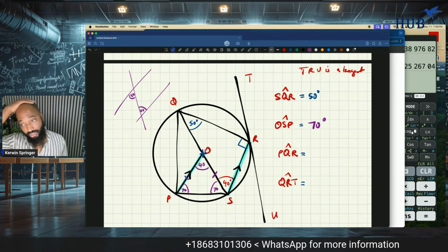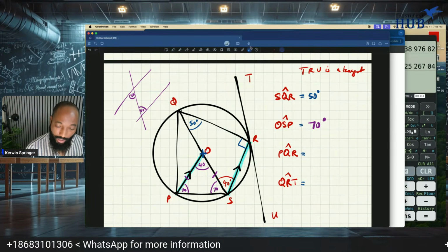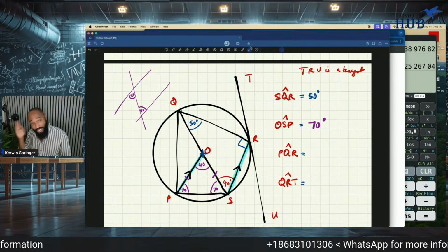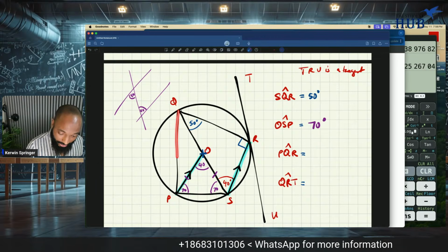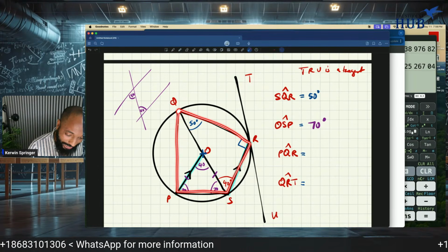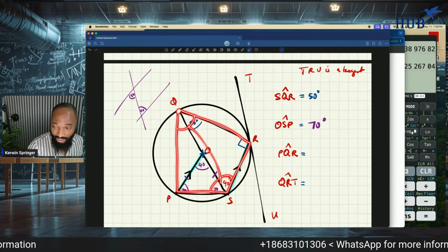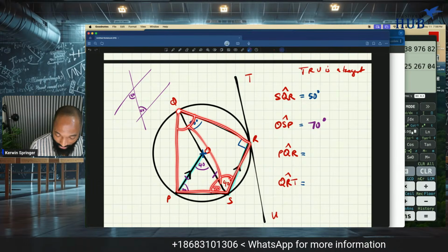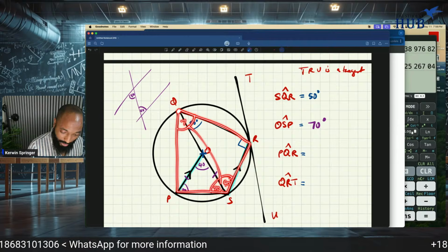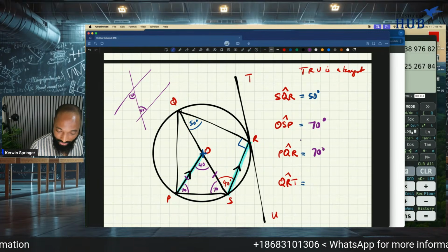PQR is 70. Why? Remember the first thing you have to look for in the paper? Cyclic quadrilateral. As soon as you open your paper, go look for the cyclic quadrilateral. It does hide. Opposite angles in a cyclic quadrilateral are supplementary. So if this is 70 and 40 makes 110, the missing angle must be 70 degrees to add up to 180.